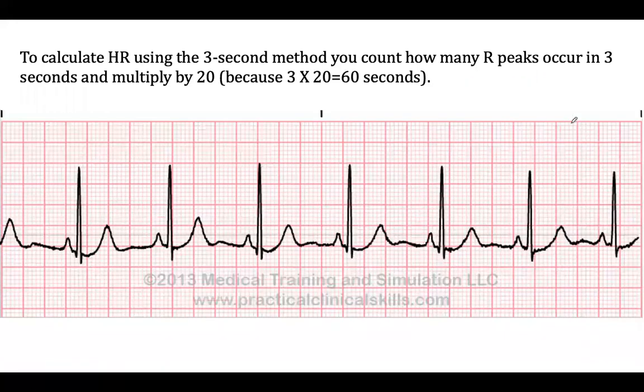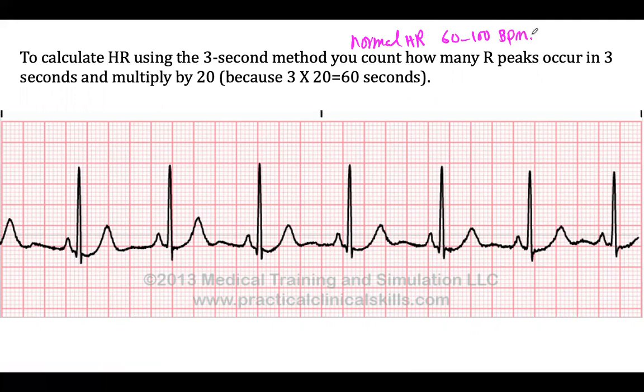Next thing we're going to do is use our 3 methods to figure out the heart rate. Normal heart rate, make a notation for yourself if you already forgot, is 60 to 100 beats per minute.